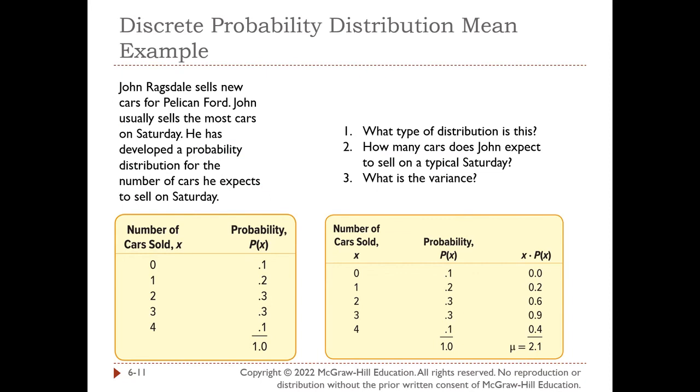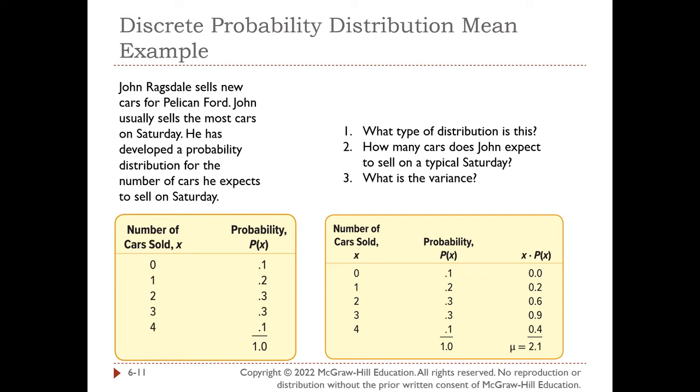So, examples. John Ragsdale sells new cars for Pelican Ford. John usually sells the most cars on a Saturday. He has developed a probability distribution for the number of cars he expects to sell on Saturday. The number of cars sold, 0 to 4. Probability: 0.1 for 0, 0.2 for 1 car, 0.3 for 2, 0.3 for 3, and maybe 0.1 for 4. I guess that's a really good day if you can sell 4 cars.